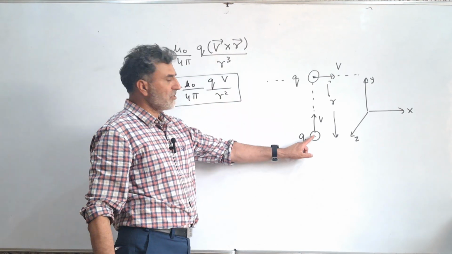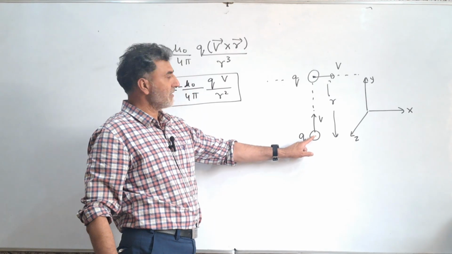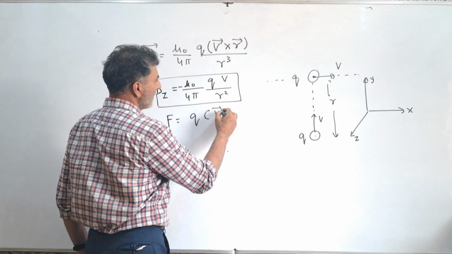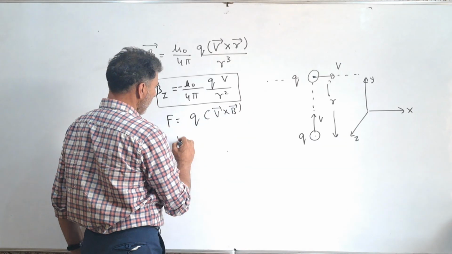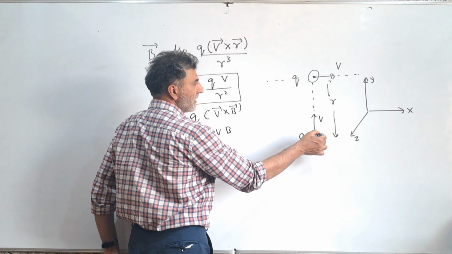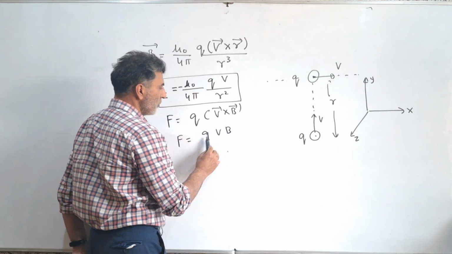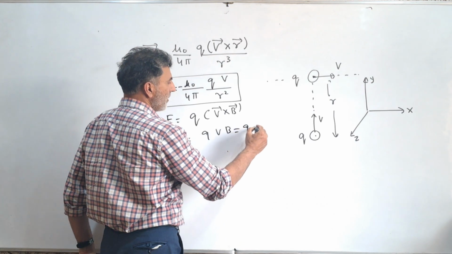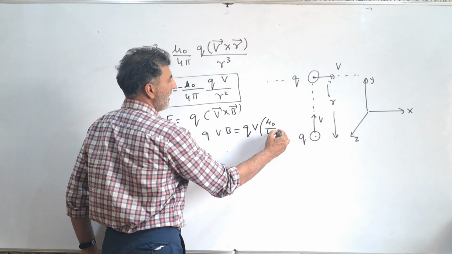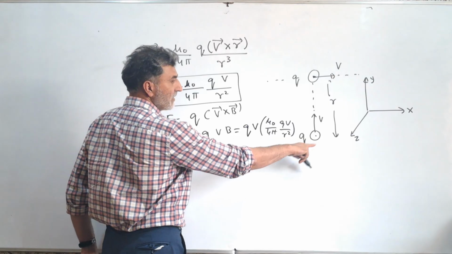And this magnetic field acts on this charge. So can you tell me what is the force on this charge? The force will be F equal to q v cross B. That will be F equal to q v B, because the magnetic field is inwards, that is minus z direction, and the velocity is upwards in the y direction. The angle between them is 90, so it will be q v B. What is B? B is mu 0 by 4 pi q v by r square. So that will be the force on this charge, on the lower charge.